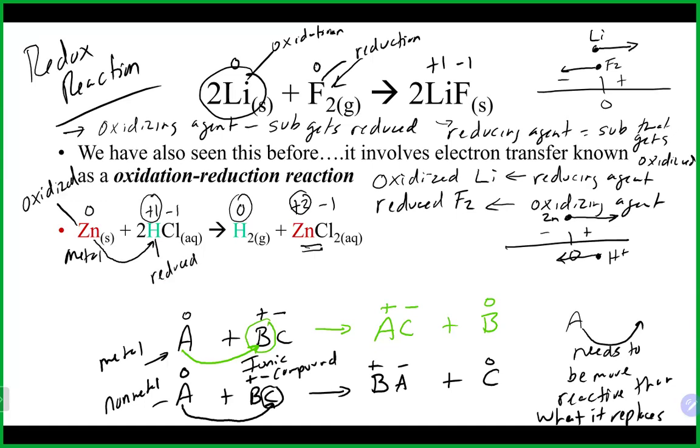What is actually happening with the chlorine here? On the left-hand side, it started at -1. On the right-hand side, what is it? It is still -1. There's nothing happening with the chlorine here, yeah? The actual transfer of electrons is happening between the zinc and the hydrogen in this case. This is a redox reaction, and it is more specifically classified as a single replacement reaction.